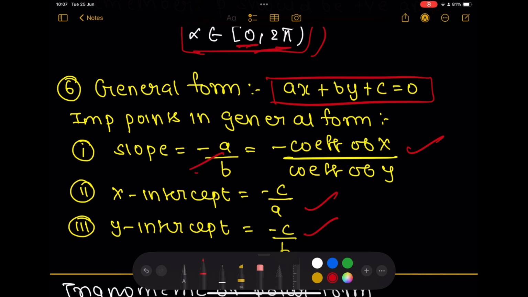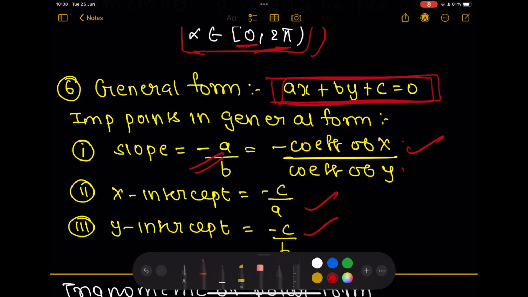So slope will be minus a by b, which is basically minus coefficient of x by coefficient of y. So whenever you're given any equation of the form ax plus by plus c, the slope of this line will simply be minus a by b, minus coefficient of x by coefficient of y. Similarly, the x-intercept and y-intercept can also be very easily calculated. It will be minus c by a and minus c by b.